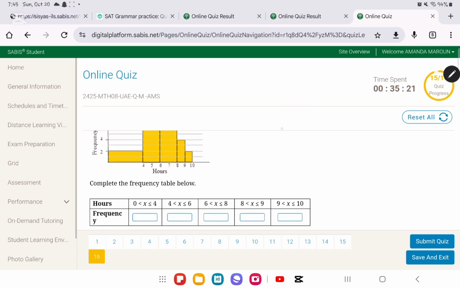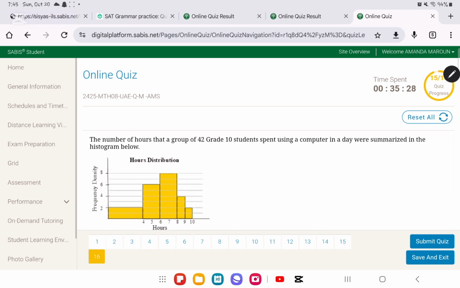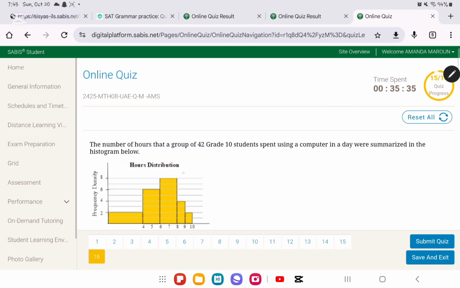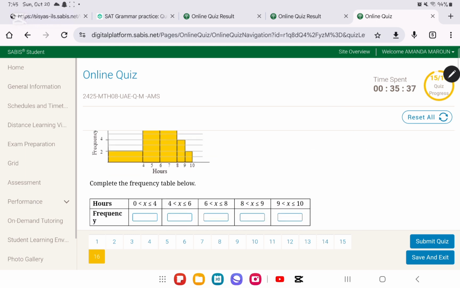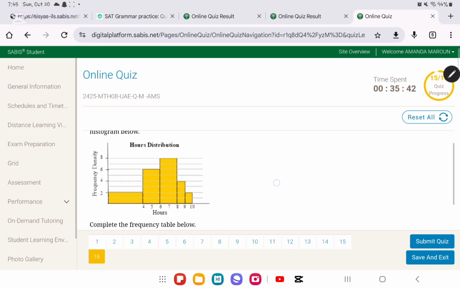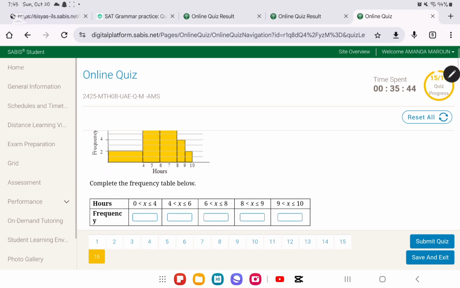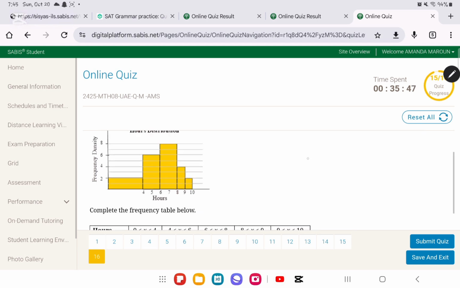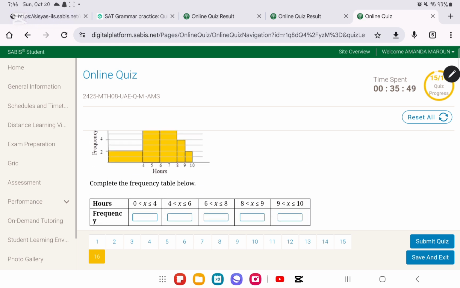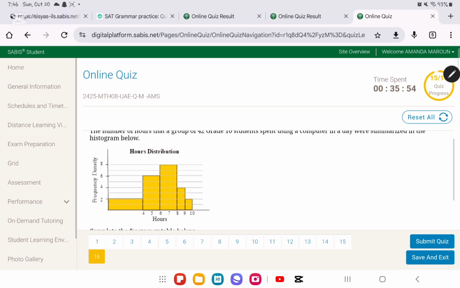Whenever we have a frequency table, we should also include what? The width. So when we're having a histogram like this, we should have the frequency, the width, and the frequency density. Three things that we need whenever we have a histogram. So here we need to find what? We need to find the frequency. How can we find the frequency if they gave us the frequency density?